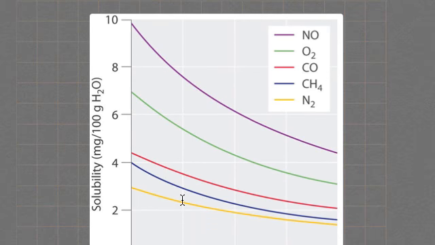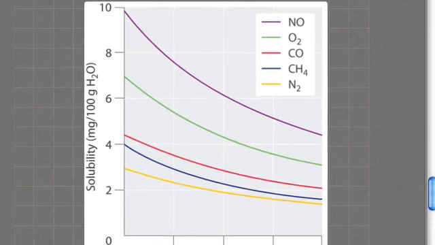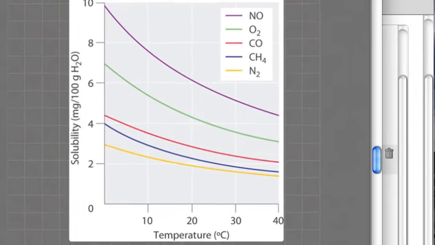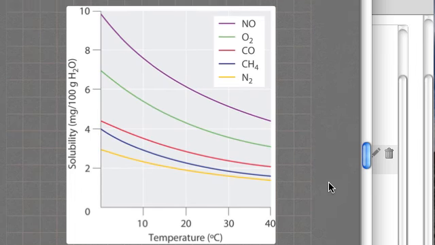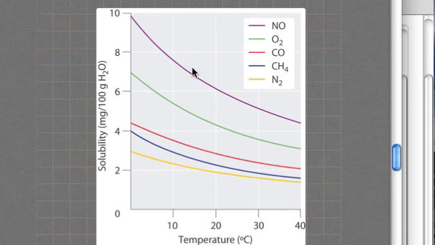What about gases? Nitrogen monoxide, oxygen gas. Let me shrink this down a little bit more so you can see more of it, all at the same time. Nitrogen gas, methane gas. Looks like their solubility goes down as the temperature gets warmer. So 2 grams, 3 grams, 4 grams, 7 grams, 10 grams of, that's milligrams. My goodness, that's a small amount of gas in this temperature of water, 100 milliliters again.